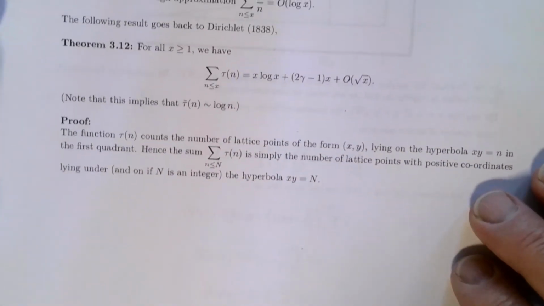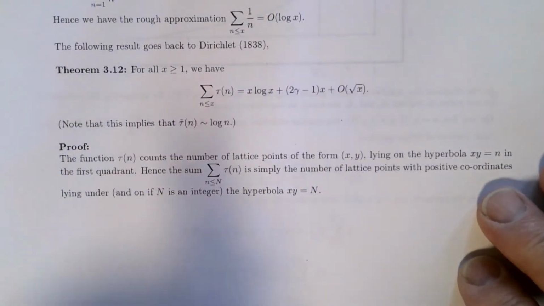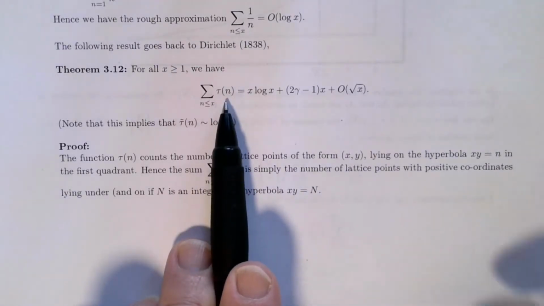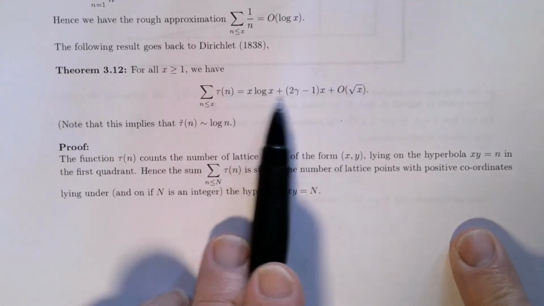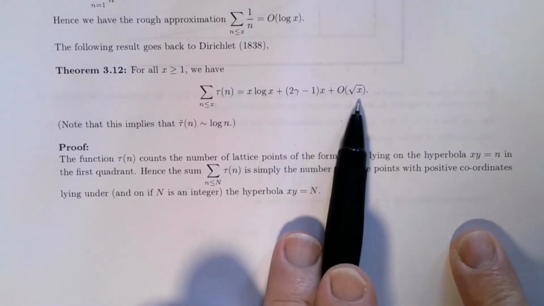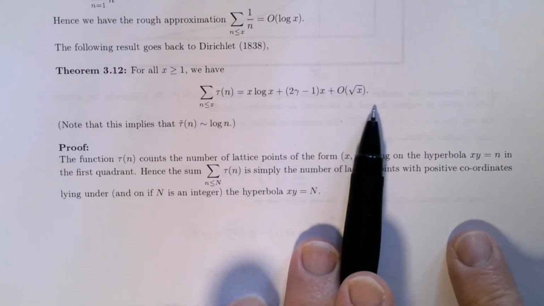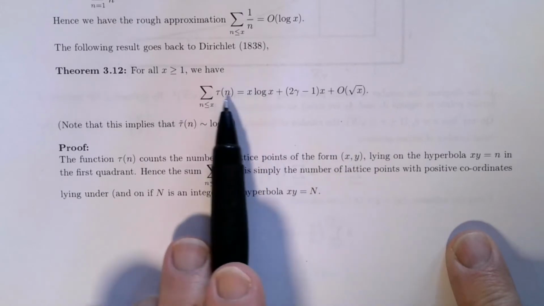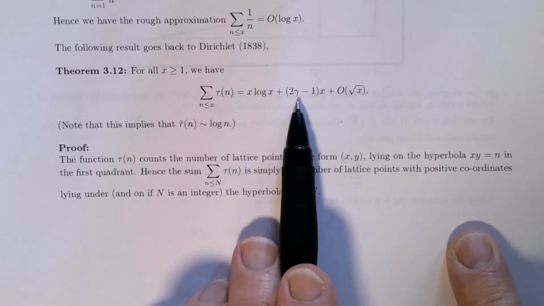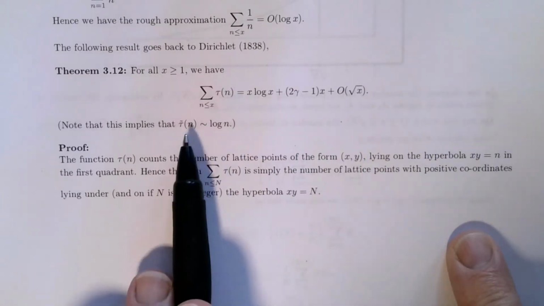And I then stated, we haven't done the proof of it yet, this result which goes back to Dirichlet 1838, which tells us that the sum n less or equal to x of tau of n, the number of divisors of n, turns out to be x log x plus (2 gamma minus 1) times x, where gamma's the Euler constant, plus big O root x. And as I mentioned, if we divide everything by x and average out, then the average value of tau of n is log x plus a constant plus big O of 1 on root x. In other words, it's roughly log x.